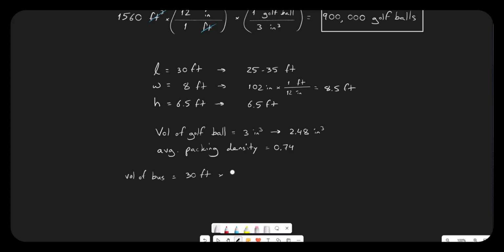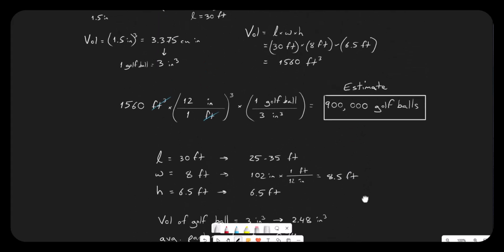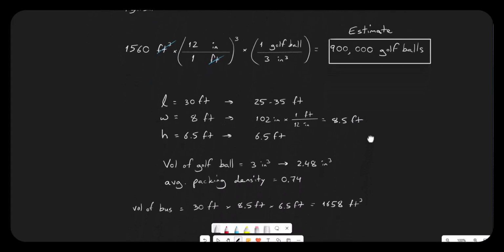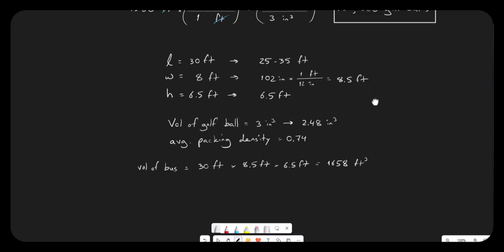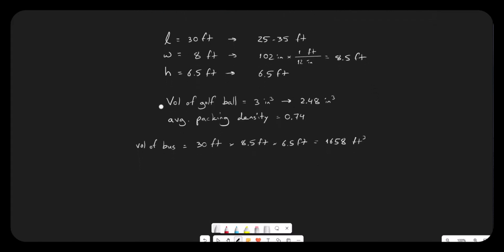So 30 feet, I'm looking for the volume of the bus. I've got 30 feet times 8.5 feet times 6.5 feet. And that gives me 1658 cubic feet. Remember, the number that we came up with before was 1560. So right within that range. We're doing okay. I can now figure out how many golf balls fit. 1658 cubic feet.